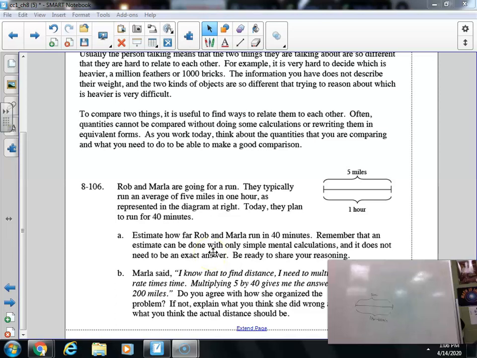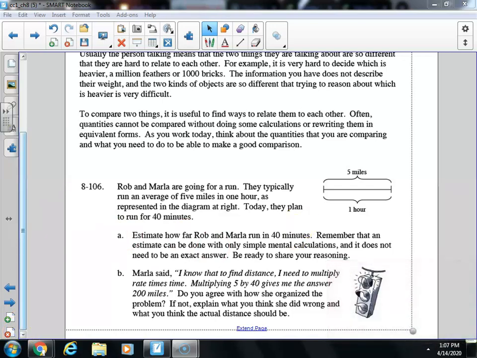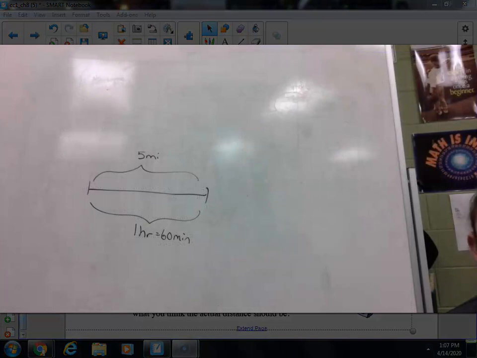So go ahead and take about a minute, go ahead and pause the video and see about how far you think they're going to run in 40 minutes. So we're estimating here. Estimate how far Rob and Marla run in 40 minutes.